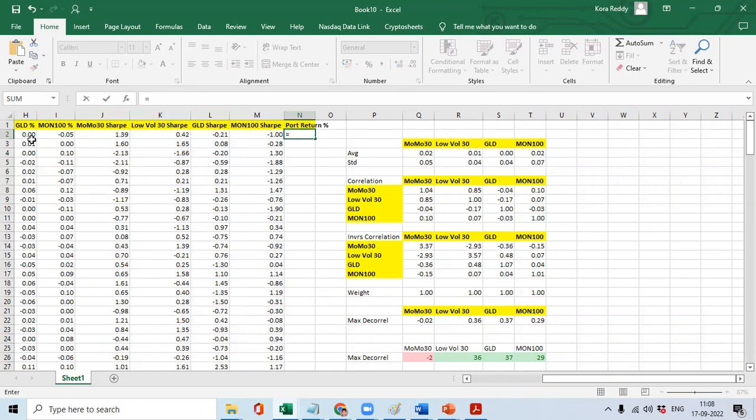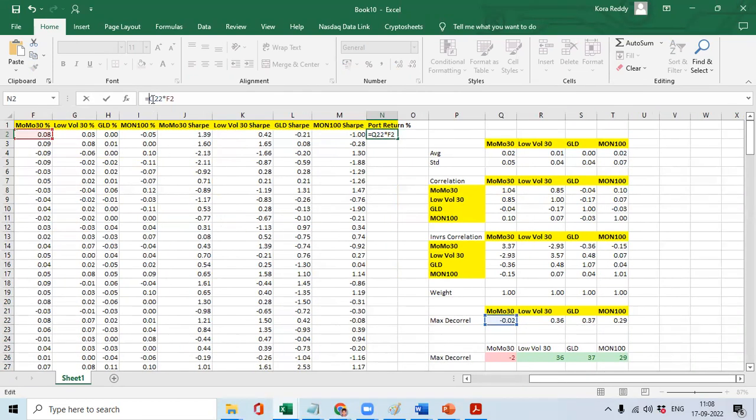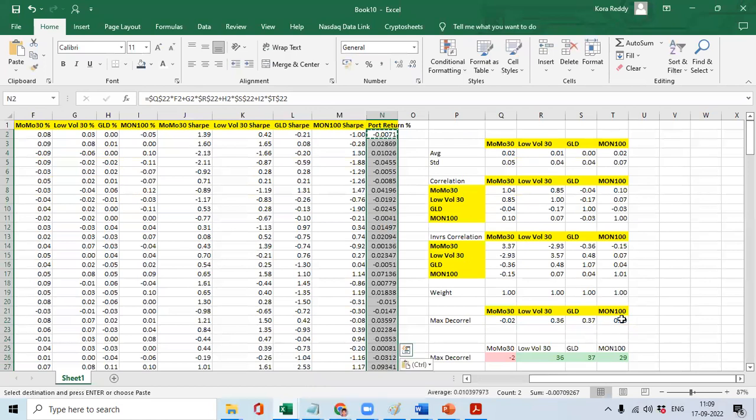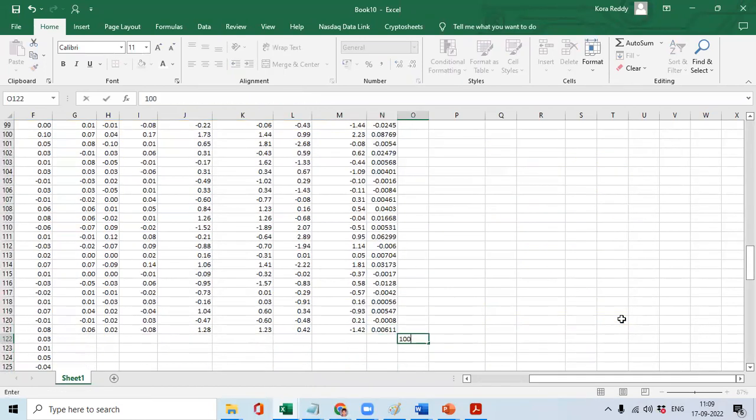F, and this one gets locked, function of 4, plus this into function of 4, plus gold into function of 4, plus 100 into this. Now this is your returns.